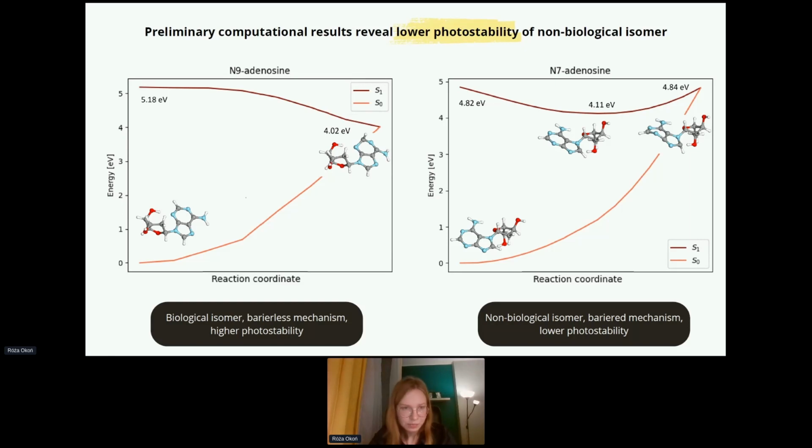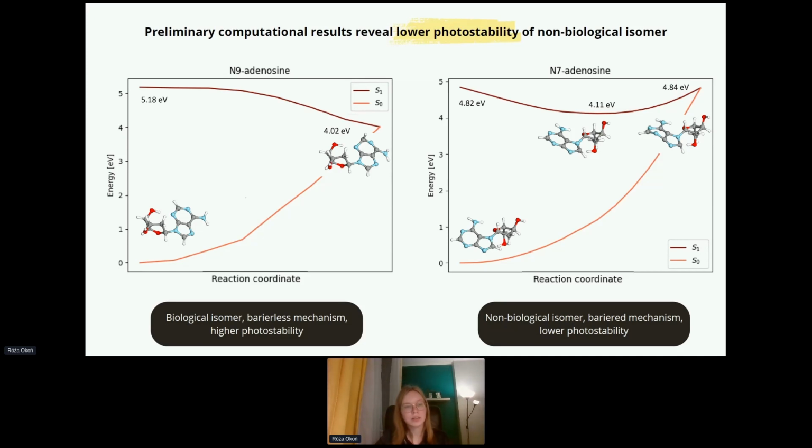That a 9-adenosine, that biological one, can be really more photostable than a 7-adenosine, the non-biological one, could be a strong premise for our hypothesis. And what do you see on this slide?